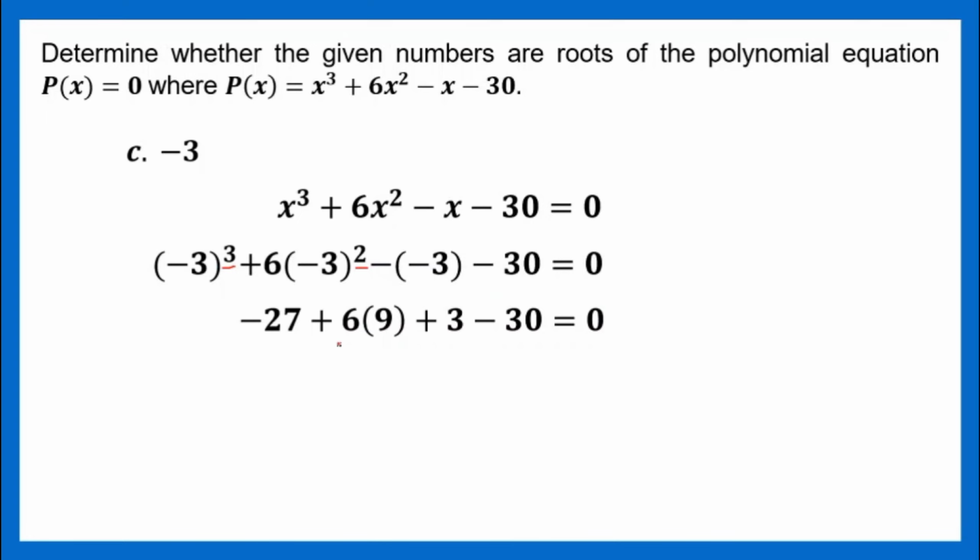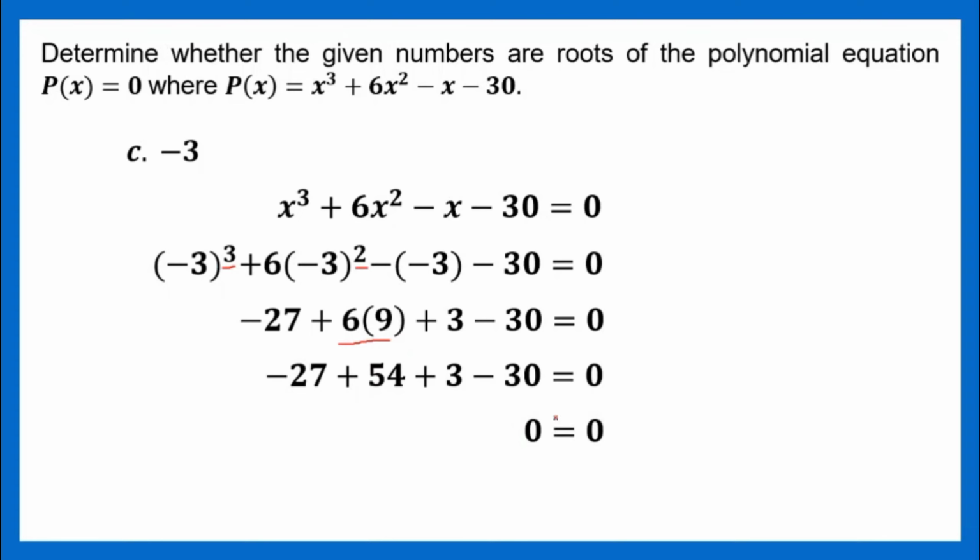Tapos, solve muna natin ito. Yung nakamultiply muna. So, 6 times 9, that's 54. So, negative 27 plus 54 plus 3 minus 30 is equal to 0. Ayan. Tapos, solve natin from left to right. So, negative 27 plus 54, that's positive 27. Plus 3, 30. 30 minus 30, 0. Diba? So, 0 is equal to 0.